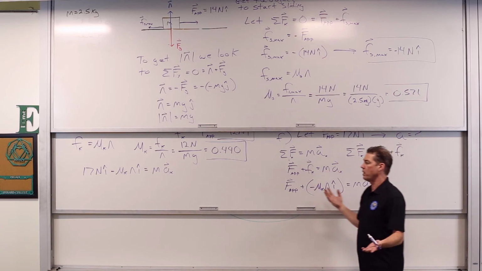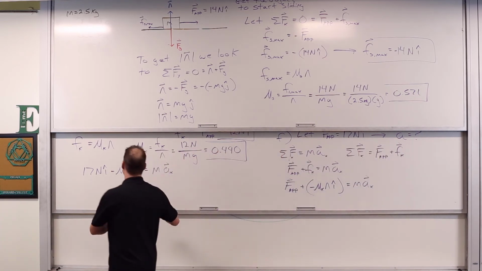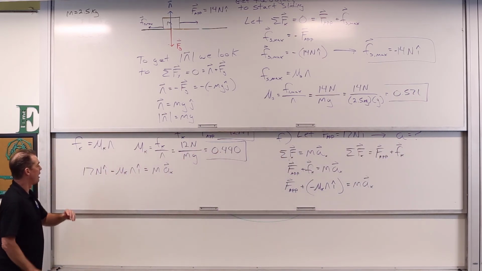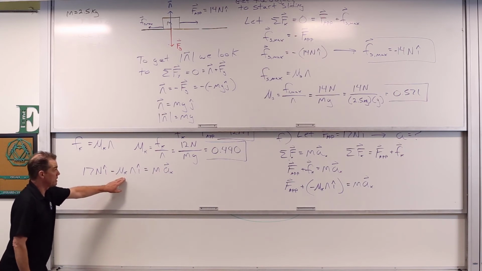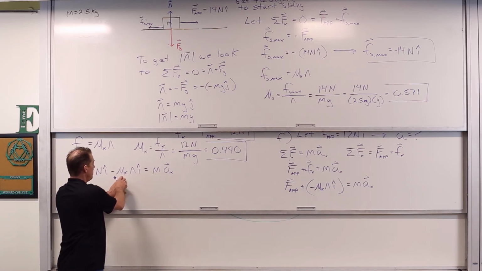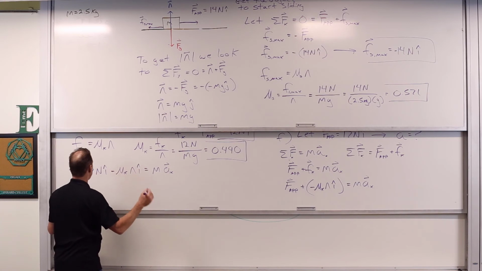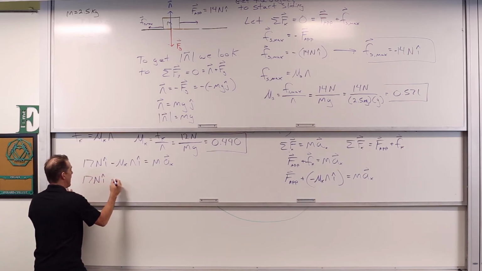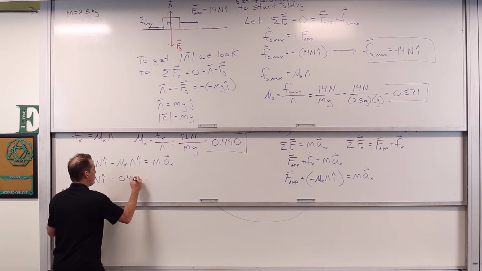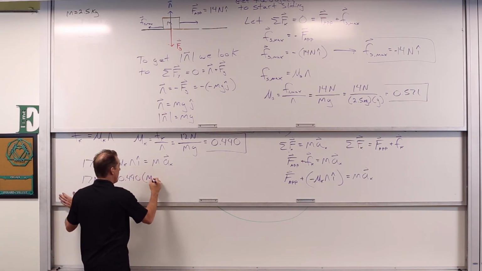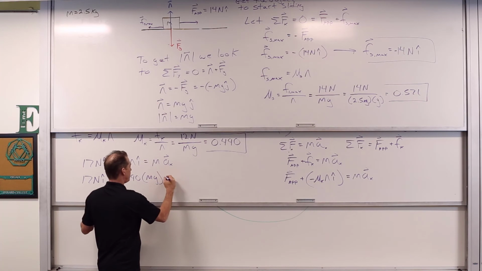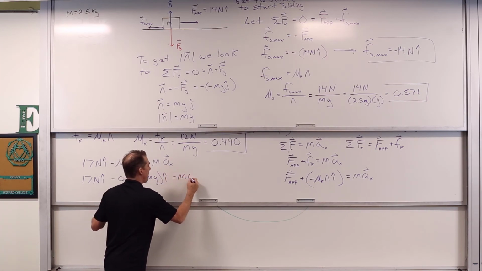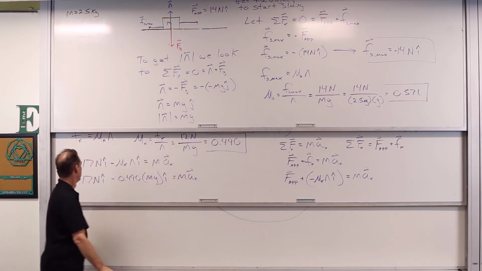It's only if we start changing materials do we change the coefficients of friction. So if we're not changing materials, we're keeping the same object and the same surface in contact with one another, this remains to be 0.490. This remains to be mg. That's it. So we can write this out a little bit farther. 17 newtons i-hat minus 0.490 times mg i-hat is equal to m a sub x i-hat.